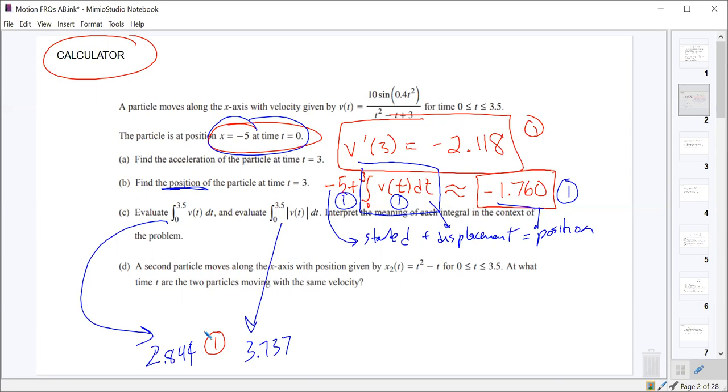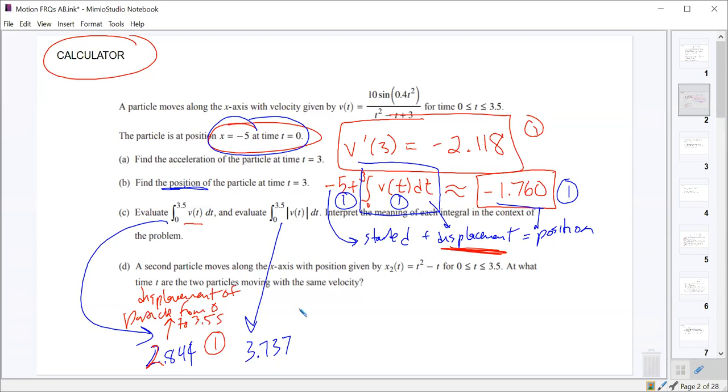Getting both of those values is 1 point. And then the explanation, what is the meaning of each of those, is worth 2 points total. So 1 for each of them. The value 2.844, the integral from 0 to 3.5 of v of t. Well, when you integrate velocity, what do you get? Well, it's not the position. It's only the position if you add an initial point to it. So the integral itself is just the displacement. So you'd write out this is the displacement of the particle from 0 to 3.5 seconds.